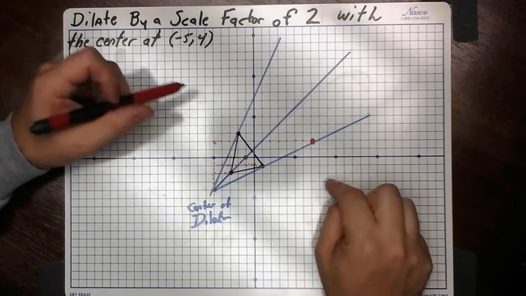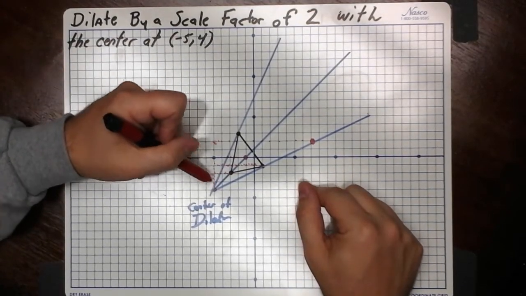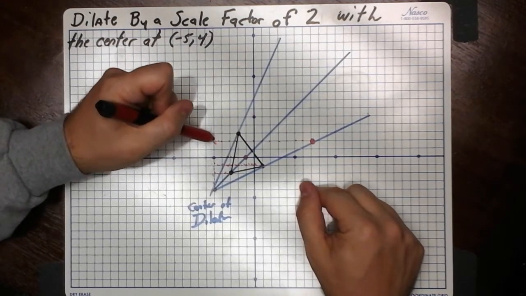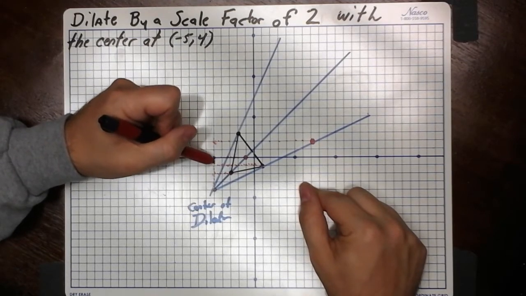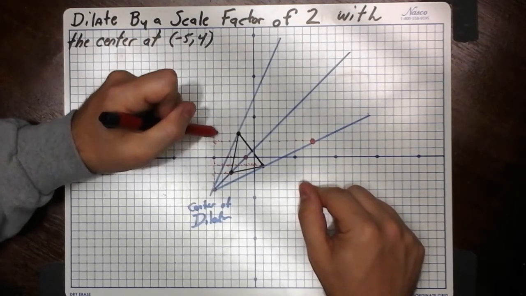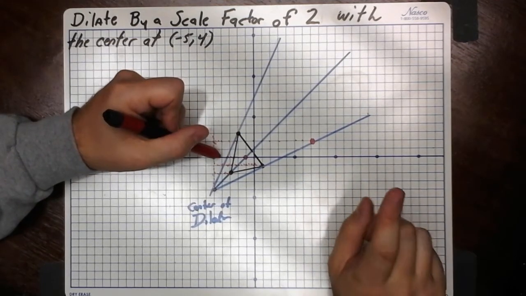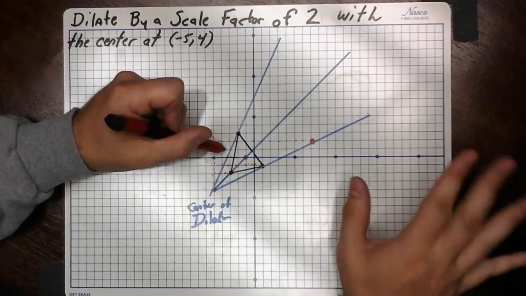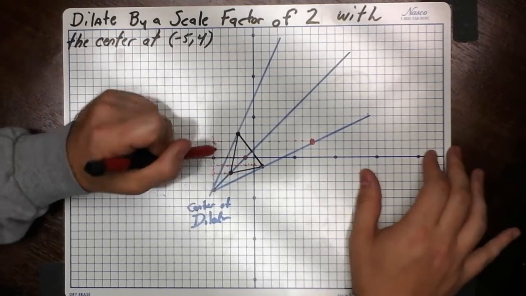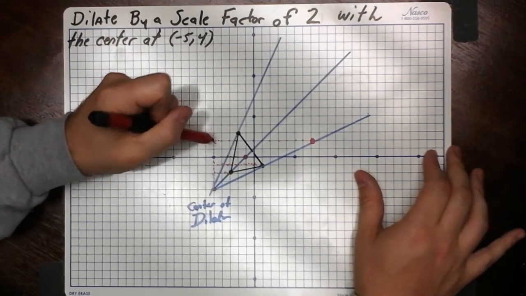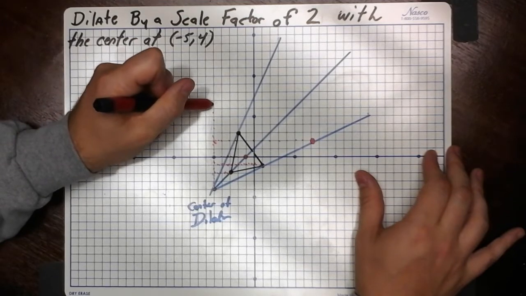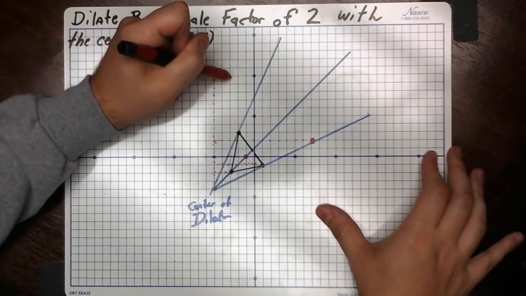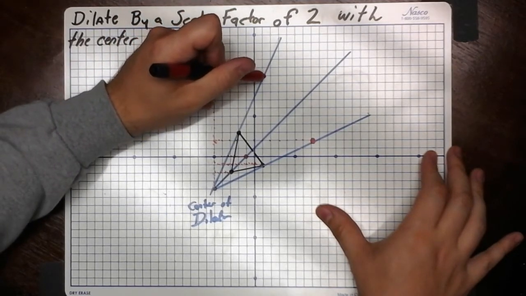Okay, there's that point. Now I'm going to do my last one. This one goes up 1, 2, 3, 4, 5, 6, 7, and over 3. So now I have to take that 7, 3, and double it, so it's going to become 14, 6. Again, careful counting. 1, 2, 3, 4, 5, 6, 7, 8, 9, 10, 11, 12, 13, 14. Then 1, 2, 3, 4, 5, and 6.